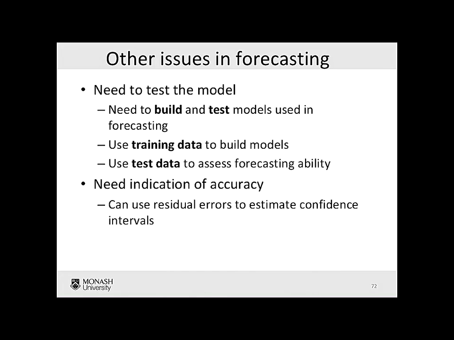It's often quite difficult to find another data set that is the same as the one you're looking at. So you can take subsets of your data. You train on one period of time and see how well it forecasts. You add your next time series in to see if the forecast matches the expected results. Then we need an indication of accuracy, so we use the residual errors to estimate confidence levels.